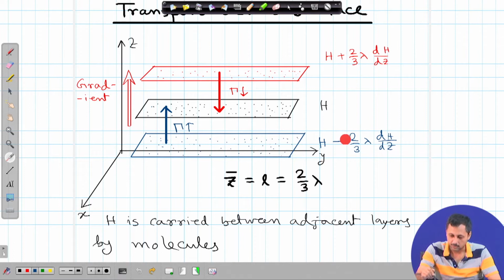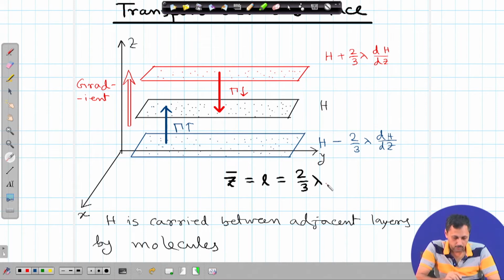But why this quantity 2/3 lambda? This is because 2/3 lambda is the average distance, given by z bar or L along the z direction, by which a molecule from one layer can travel uninterrupted to the next layer. So we have chosen 3 layers where the interlayer separation is 2/3 lambda, lambda being the mean free path, and we proved it formally in the last class. We do not want to do it again. We just mention the result here: z bar is equal to L is equal to 2/3 lambda.